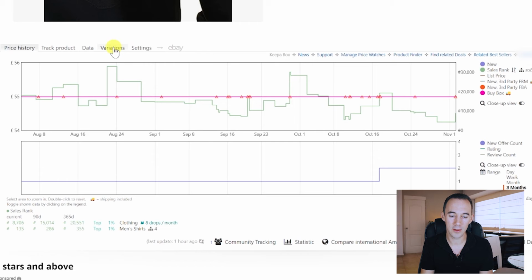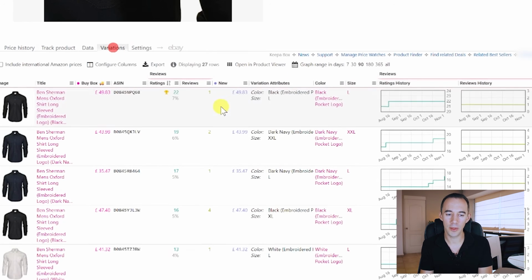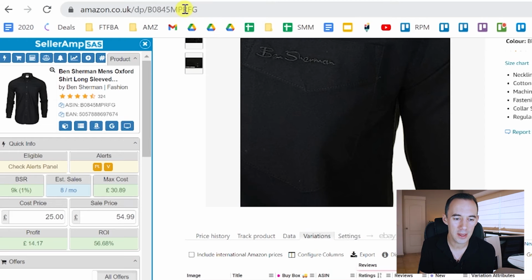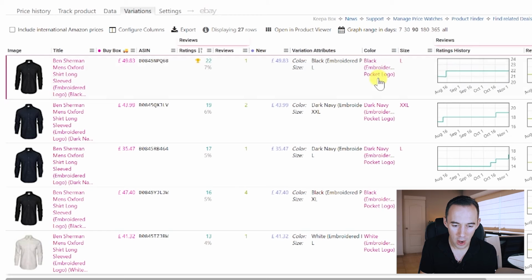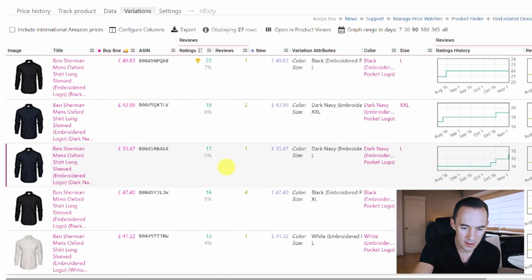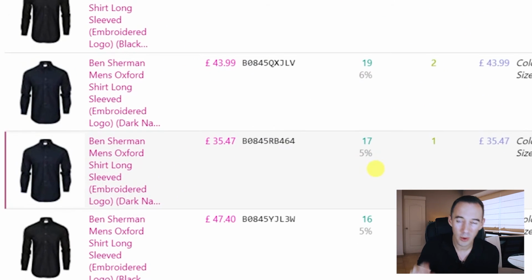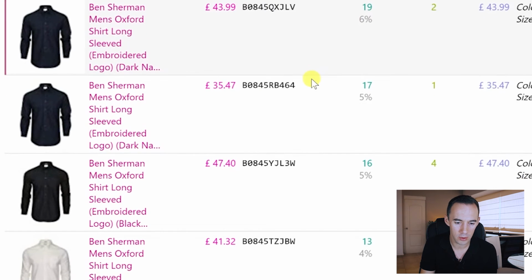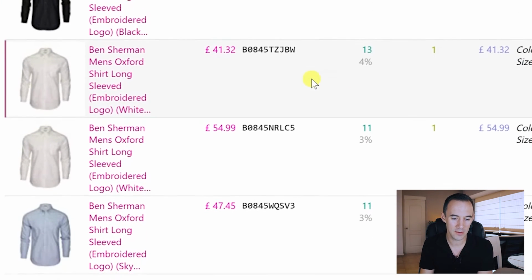Now, the reason why I say that is because you can see on Keepa, it's got a variations tab. One thing I want to show you is this one ending in RFG. I want to have a quick look down, see if I can find that RFG, and look at the number of reviews of this individual item.